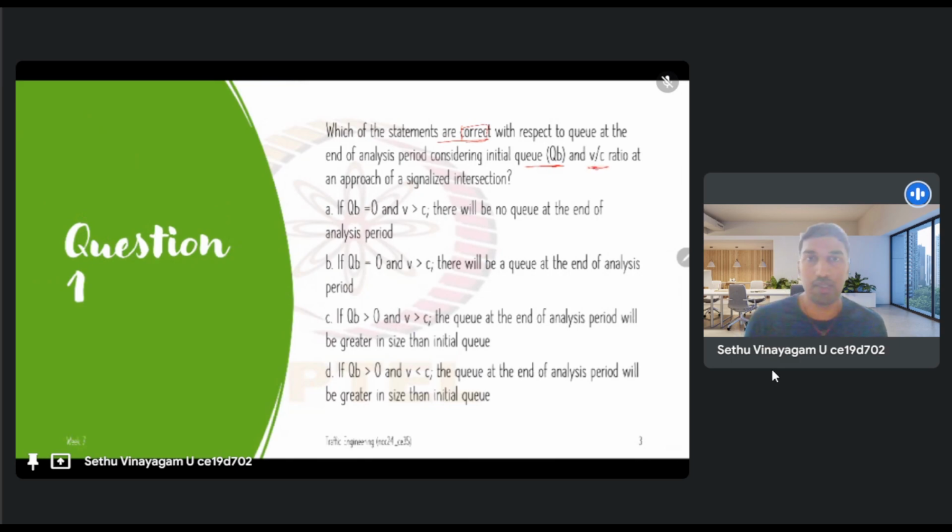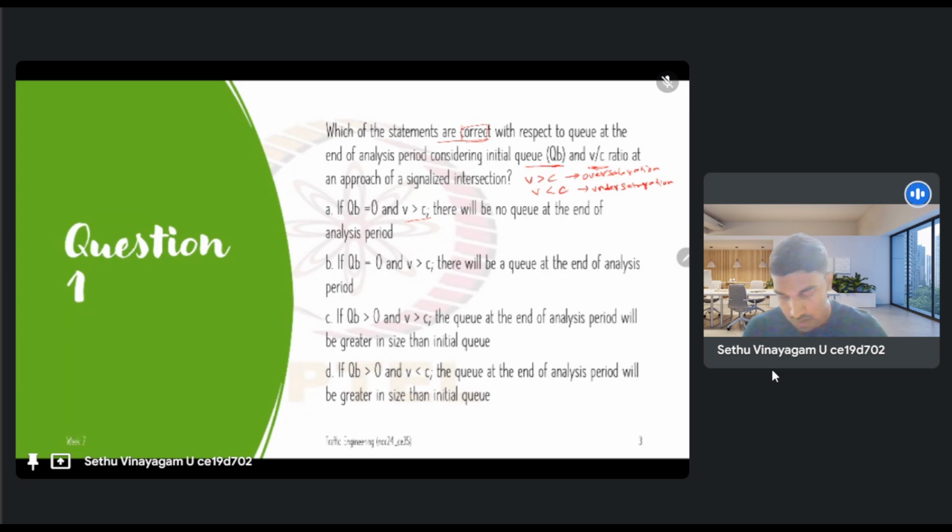The volume to capacity ratio will tell us whether we have undersaturation or oversaturation conditions. If V is greater than C, it is an oversaturation condition, which will lead to buildup of Q, because the capacity is not sufficient to clear all the volume approaching the signal. So that is a bad thing. If V is less than C, it is undersaturation, which means we have excess capacity compared to what is being used, which is fine and will not lead to excess delays.